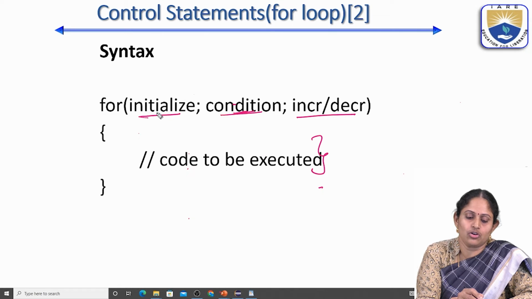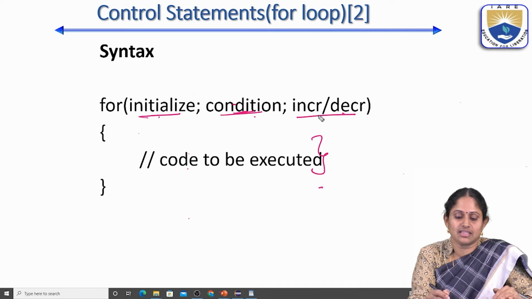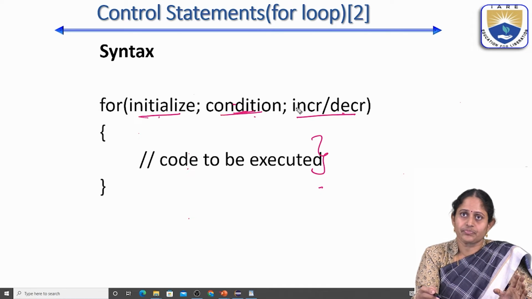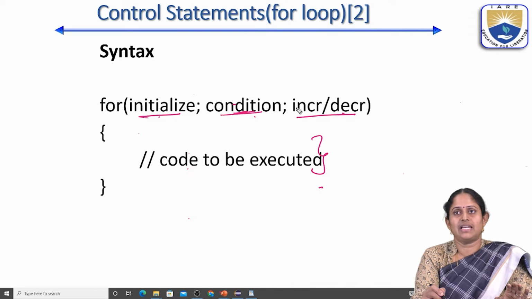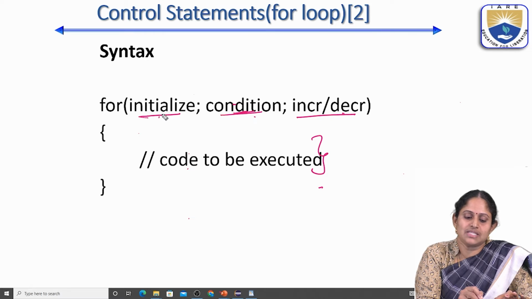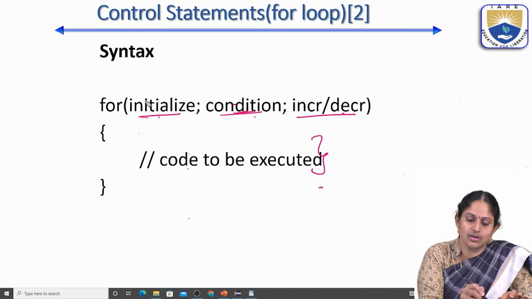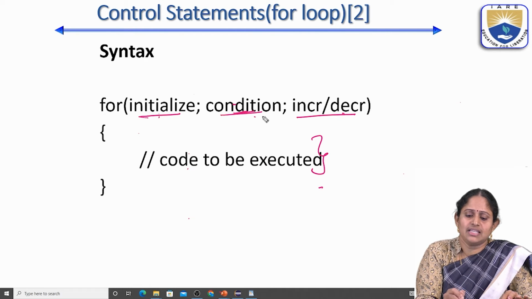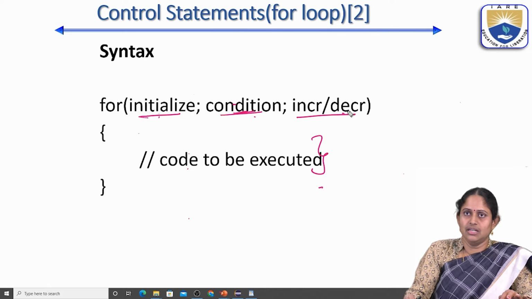The for loop contains 3 parts: initialize, condition and increment. These 3 things will be available in every looping statement, but in the while loop and do while loop the initialization part was not included within the loop. It was outside, but in the for loop it is included within the for statement. So we have the initialization part, the condition and the increment or decrement part.